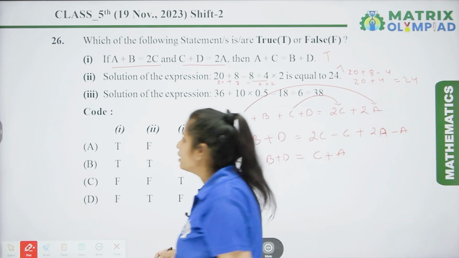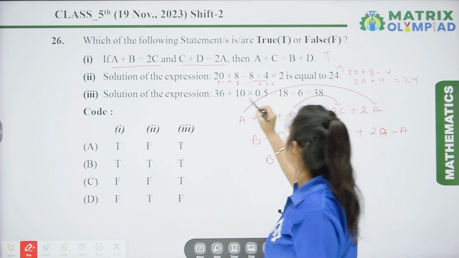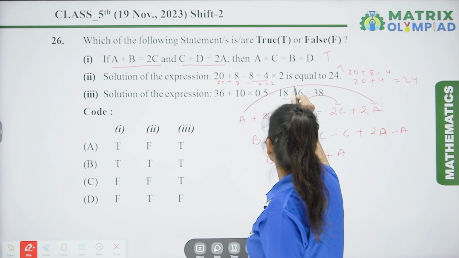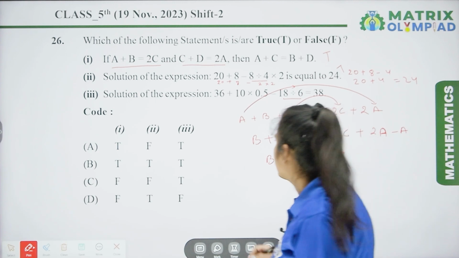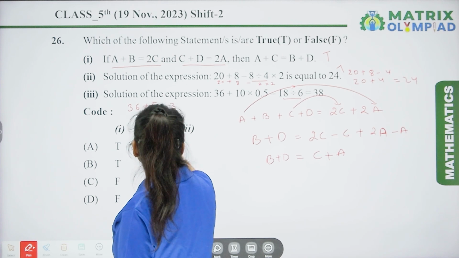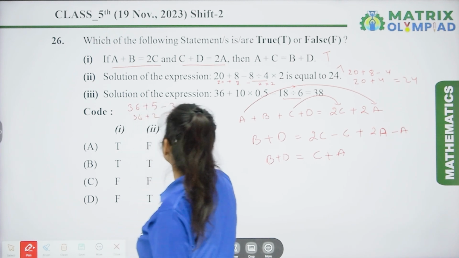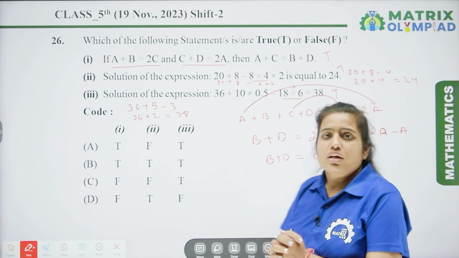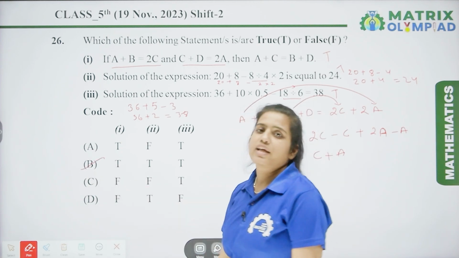Now let's find out the third statement. Solution of the expression. This is equal to 38. So here let's find out. 18 divided by 6 is 3. 10 multiplied by 0.5 is 5. So 36 plus 5 minus 3. Here we get 36 plus 2, that is equal to 38. It means the last statement is also true. So here in this question all the statements are true. So we can say that option B is the correct answer.